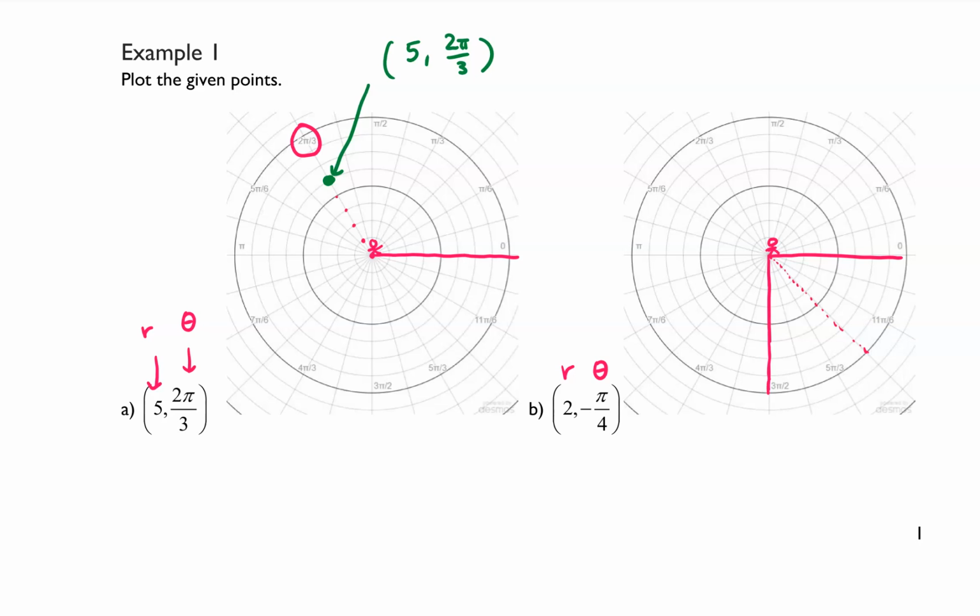And then I want to go out 2 units. So I have this little 1 unit, because that's the first circle here. And then the second circle represents 2 units. So my point is going to be right there. And that represents 2 comma negative pi over 4. And I'm realizing I'm drawing a lot. Really, we just want the final ordered pair. So I'm going to erase all this other stuff. So that's how we want to plot the ordered pair 2 comma negative pi over 4 on the polar coordinate system.